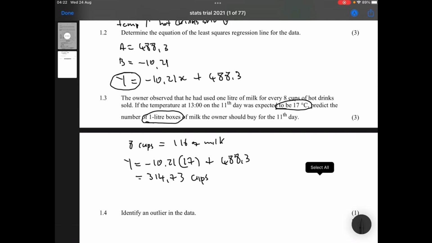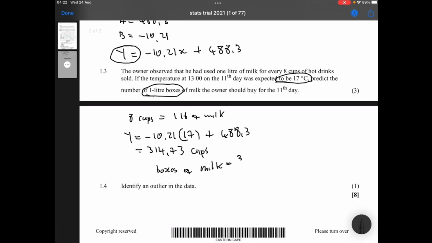So now I can convert these cups to liters, because we know that 8 cups is 1 liter. So we're gonna say that the boxes of milk will be equal to the number of cups divided by 8. So we have 314.73 divided by 8, which is equal to 39.34, right? So yeah, it seems like we're going to need 40 boxes of milk, right? You cannot have a third of a box, so we're gonna need 40 boxes of milk.